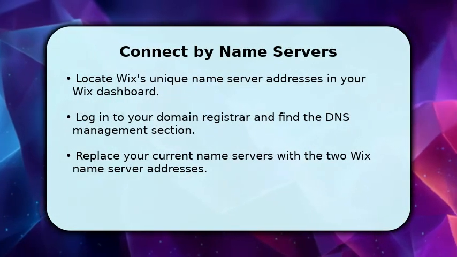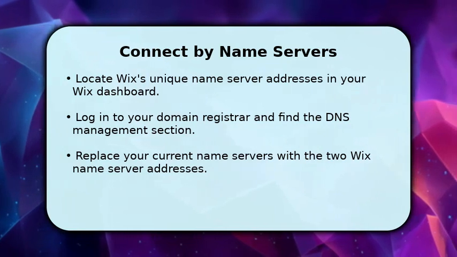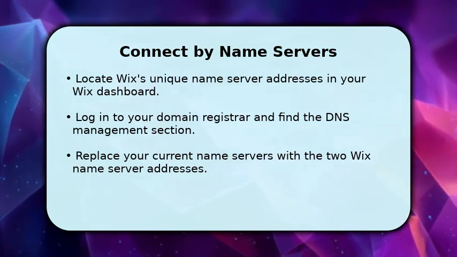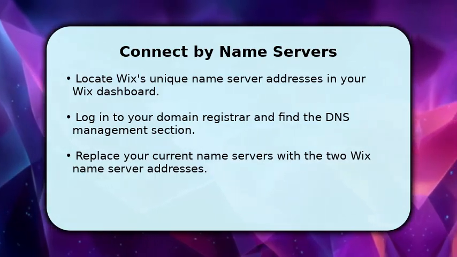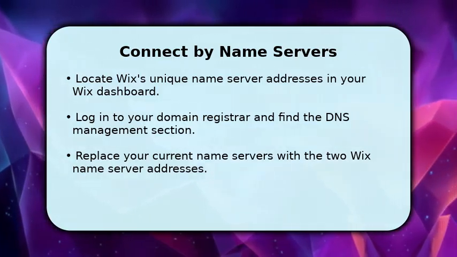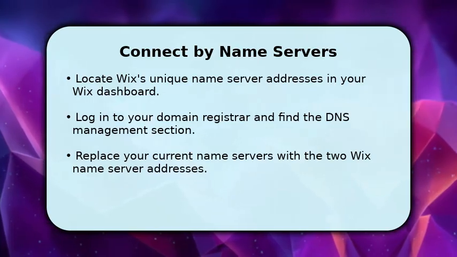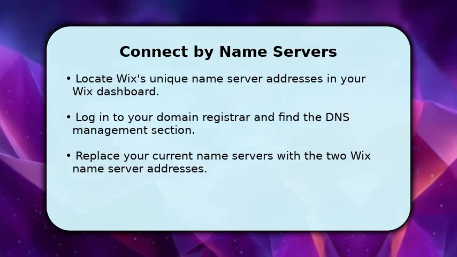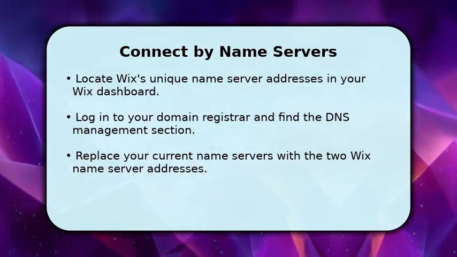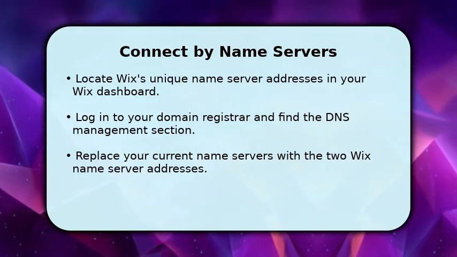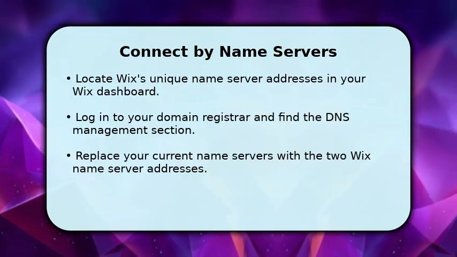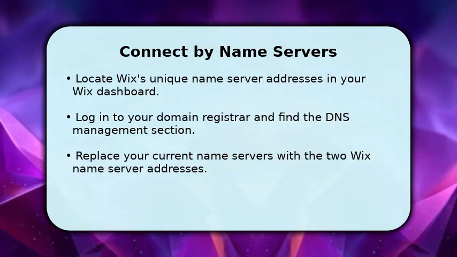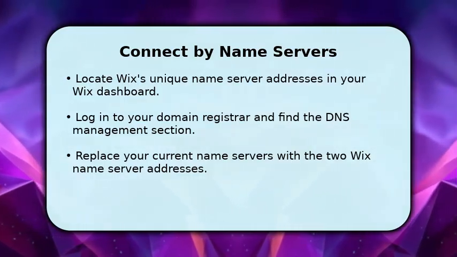Connecting by name servers is the recommended method for most users. You will first find Wix's specific name server addresses within your Wix account settings. Next, log into your domain registrar, navigate to the DNS or name server management area, and replace any existing name servers with the two provided by Wix. This process typically takes up to 48 hours for the changes to fully propagate across the internet.